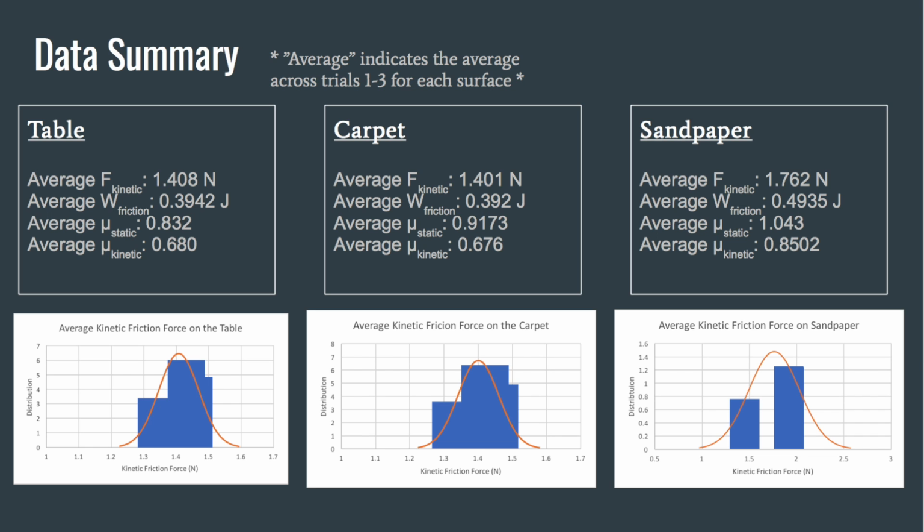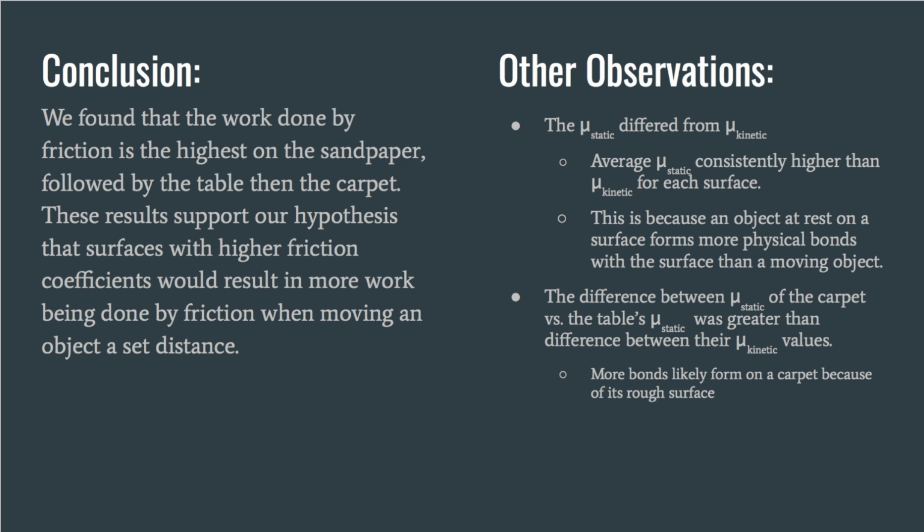By looking at these results, it can be seen that the energy required to move an object across a surface with higher coefficients of friction is higher than the energy required to move the same object over a surface with lower coefficients of friction. In conclusion, we found that the work done by friction is the highest on the sandpaper, followed by the table, then the carpet. These results support our hypothesis that surfaces with higher friction coefficients would result in more work being done by friction when moving an object a set distance.